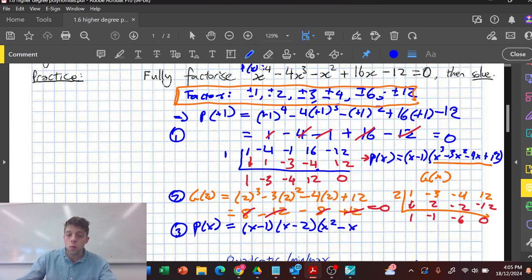So 1 times x, we're counting down with our powers of x. And then we have minus 6 on the end here. So that's these variables here. Almost done. Okay, last thing we have to do is just fully factorize this.